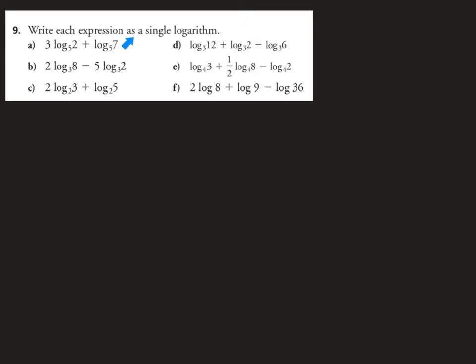Part 9, write each expression as a single log. All right, I can do that. Let's go A. This is a log base 5 of 2 to the power of 3 times 7. So I can say it's also equal to log base 5 of 8 times 7, so 56.